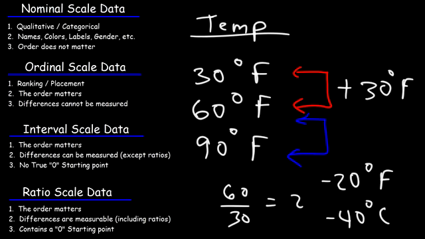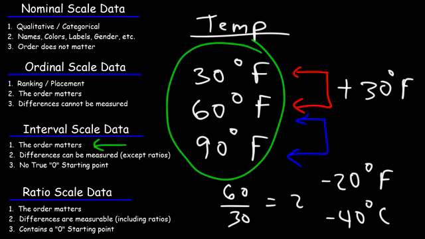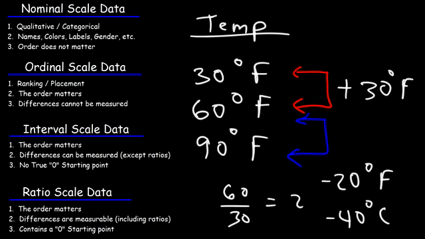Now, going back to number 1, the order matters because you can place these temperature values in order. 30 is lower than 60, and 60 is lower than 90. So you can place that in increasing order. So in that sense, the order matters for this form of data.